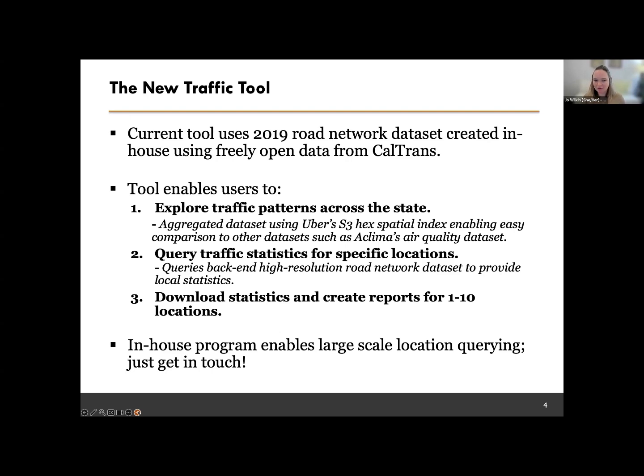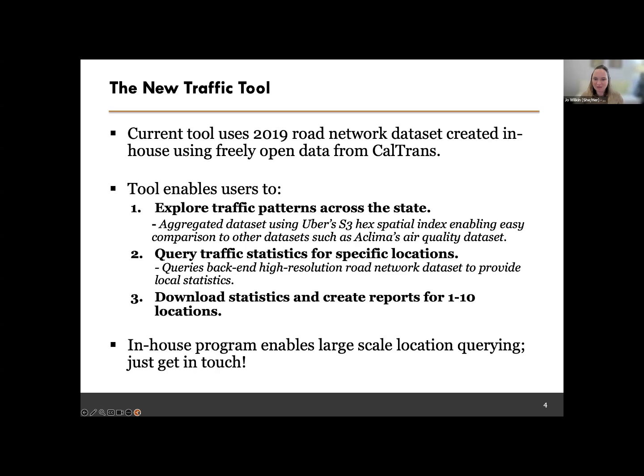And as we go into the tool, you'll see that the Explorer, a big part of this, the data set is actually aggregated to what's known as the Uber's S3 hex spatial index. Rather than using census tract and county, which are very much administrative units, we focus on creating a spatial aggregation of our data, and it actually enables it to be easily compared to other data sets, such as Aclima's air quality data set that's very prominent for the Bay Area and beyond in California.